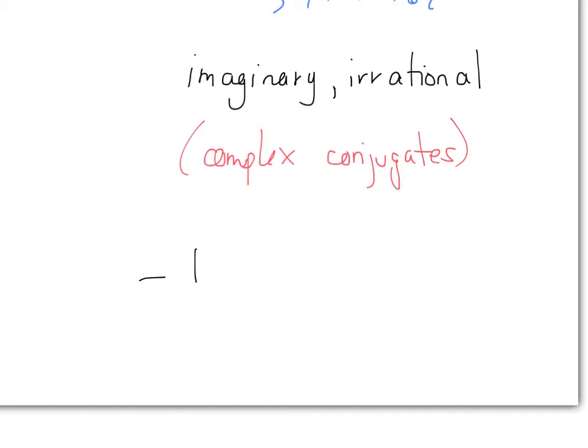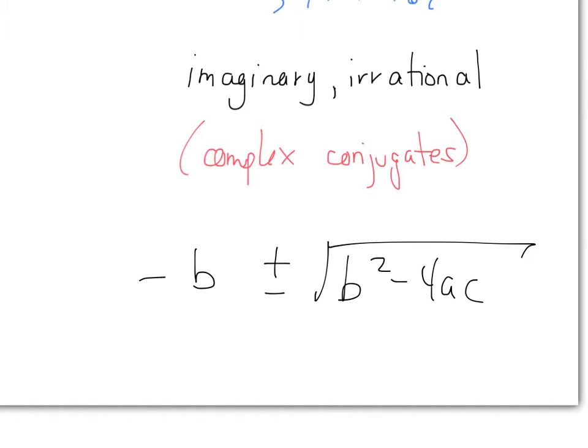Look, ready? Negative b plus or minus the square root of b squared minus 4ac. Now I'm going to separate it. I'm going to put them over 2a individually. Even though it's all over 2a, I can do this, right? Think about it, this is a common denominator. So I could write it like this, or I can write it all over 2a. It's the same thing.